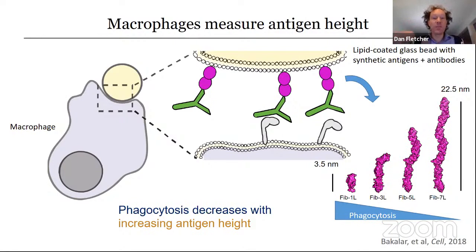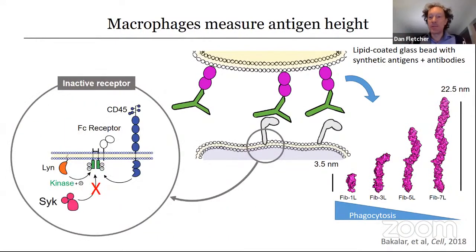And what we found, interestingly, was that even though you have a fully decorated bead with antibodies, if that antibody is presented on a molecule that is tall versus one that is short, the tall molecule will not be phagocytosed or will not trigger phagocytic signaling. And the mechanism for this turns out to be very similar to the one identified in T cells. That is, there's a phosphatase that has a very tall ectodomain, CD45. And if that CD45 is allowed to be next to the receptor, it will turn off phosphorylation. It will dephosphorylate the receptor, and so there will be no downstream signaling.